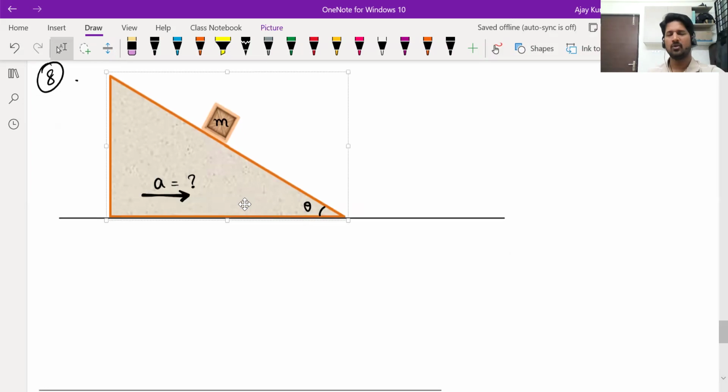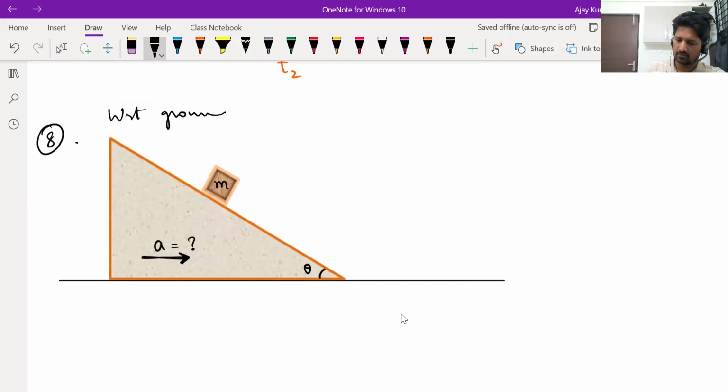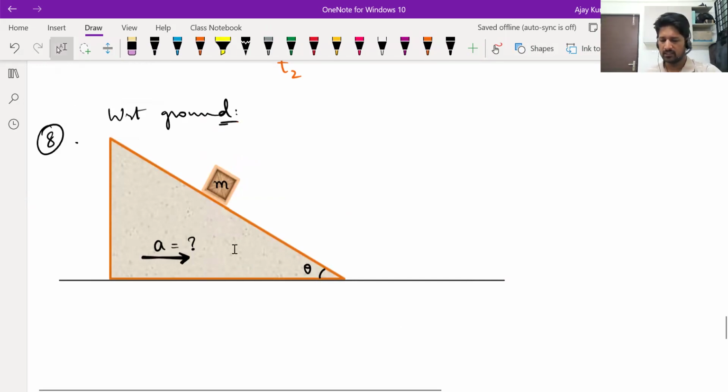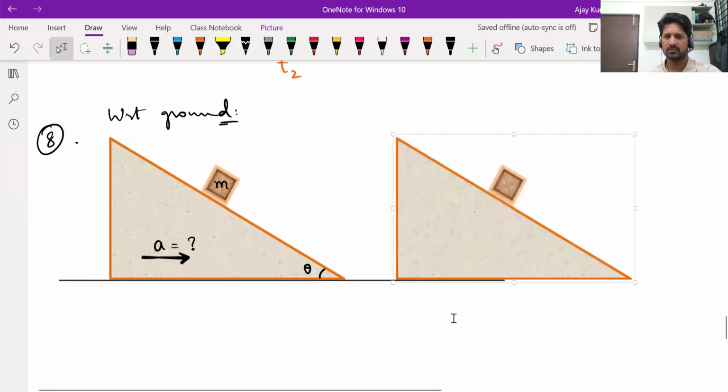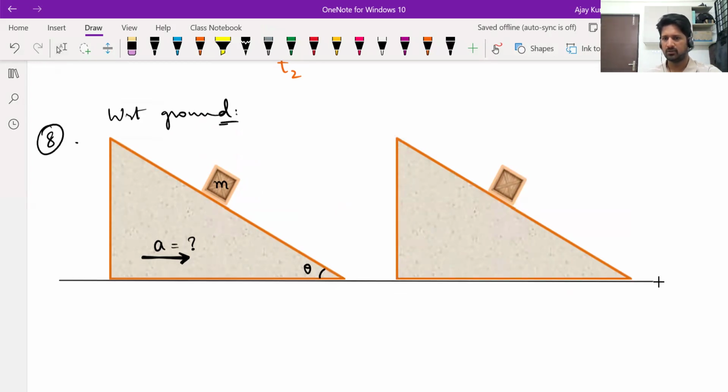Fine. See, this block should not slide on the incline. It should not slide on the wedge. So basically, how this system is going to move is, with respect to ground, the wedge and the block will have to move forward together. That is the only case where the block does not slide on the wedge. So they must move together like this. So whatever acceleration the wedge has, the block also should get the same acceleration somehow.